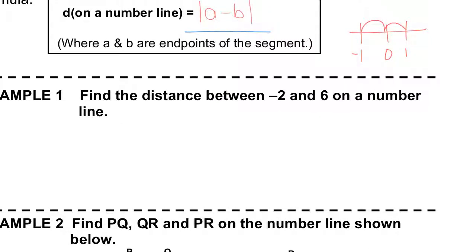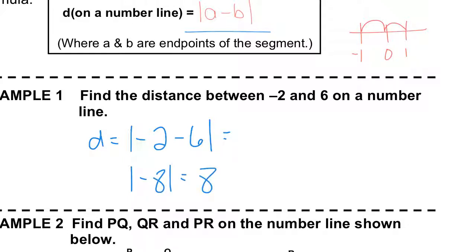It says find the distance between -2 and 6 on a number line. Now, this one's pretty easy. I'm pretty sure you could figure it out. I'm going to write distance equals the absolute value. Order does not really matter, so I'm going to say -2 minus 6, which is the absolute value of -8, which is 8, which is the distance.